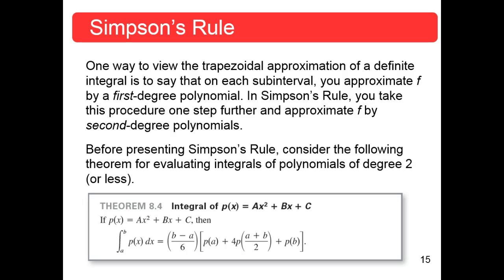Now, think of this. What I just described is the trapezoid rule, 2 points. The midpoint rule was a point in between. Guess what we use? Those 3 points, or something like those 3 points. So one way to view the trapezoid approximation of a definite integral is to say that on each subinterval you approximate by a first degree, linear polynomial. In Simpson's rule, you take this procedure one step further to approximate using second degree polynomials, parabola-type shapes.